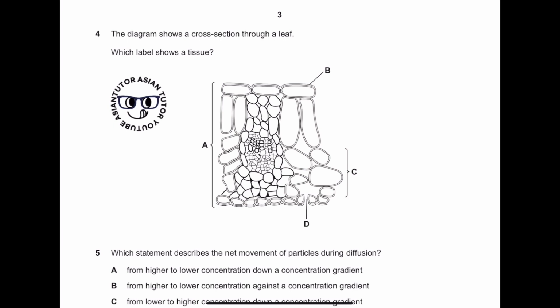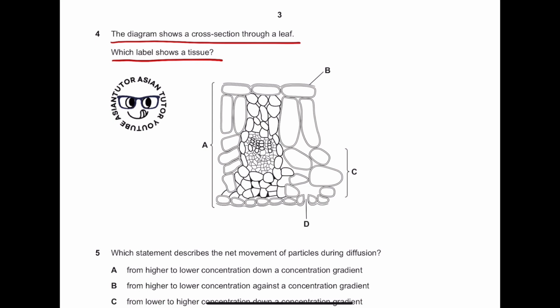Number 4. The diagram shows a cross-section through a leaf. Which label shows a tissue? Which of these structures is a tissue? That's a good question, because this question can actually become quite confusing.